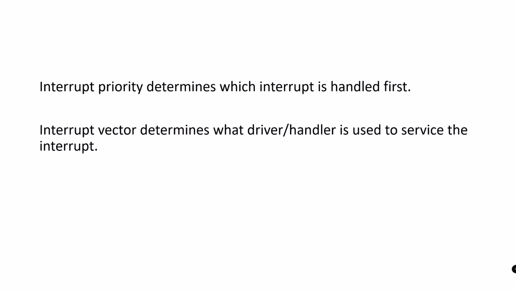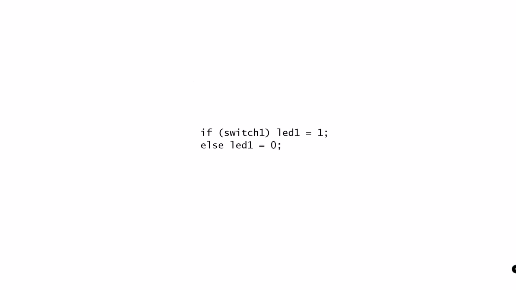Two mechanisms make it simpler to keep track of a number of different I/O devices on a computer. Priority determines which interrupt is handled first. Vectors determine which driver is used to service the interrupt. Here's a simple piece of code that looks at a variable that corresponds to the state of a switch. If the switch is on, it sets the LED to high. Otherwise, it sets it low.